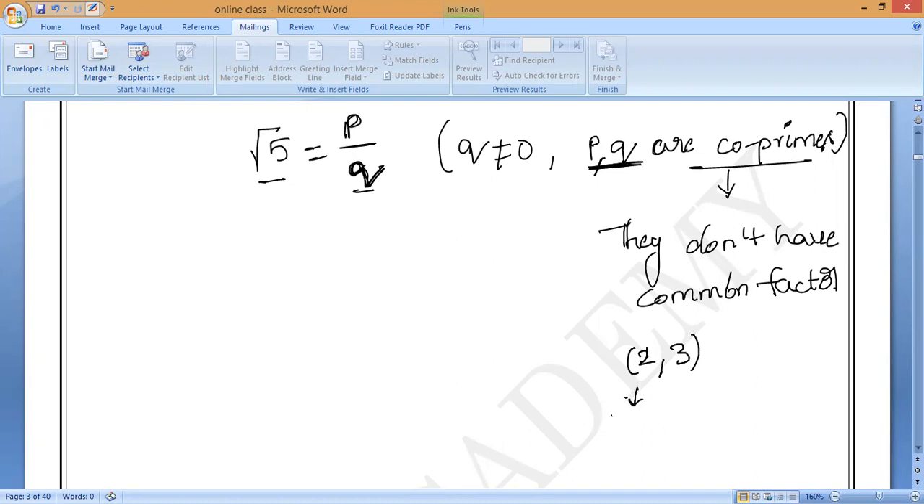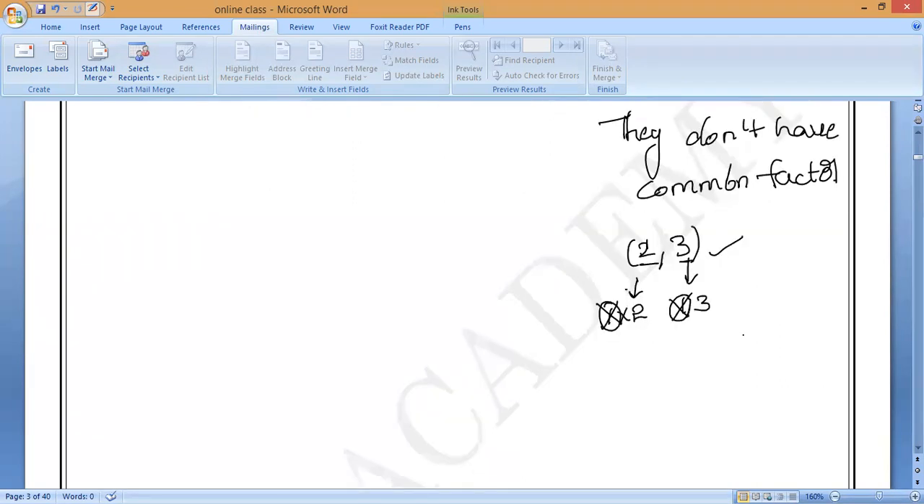See, what are the factors of 2? 1 and 2, correct? Factors of 3: 1 and 3. 1 is a factor of every number, so don't consider 1. See, any common factor between 2 and 3? No, ma'am. So 2 and 3 are the co-primes. Do you understand? Yes, ma'am.